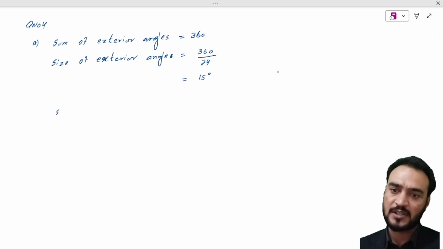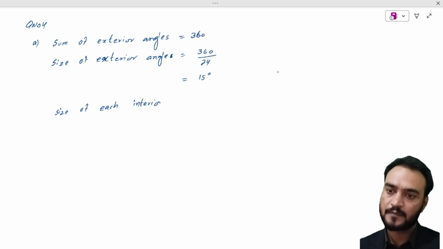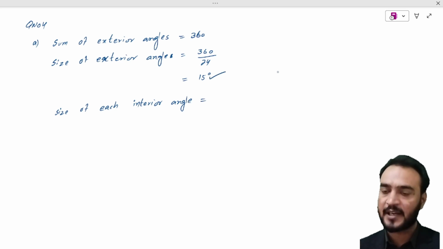And now the size of each interior angle is equal to, we subtract the exterior angle from 180 degrees to get the interior angle. So 180 minus 15 degrees is equal to 165 degrees. So this becomes the interior angle of the polygon.